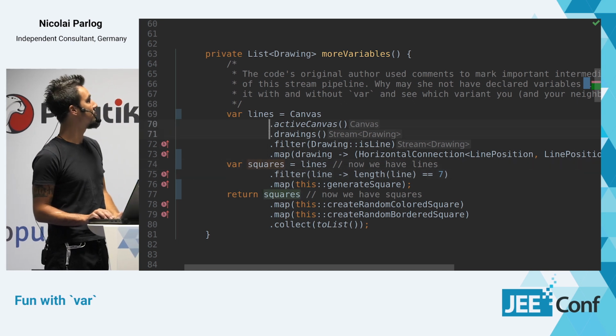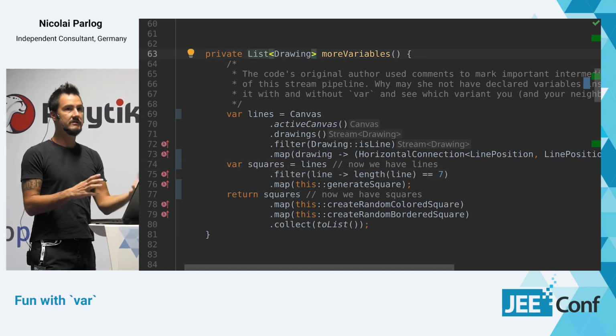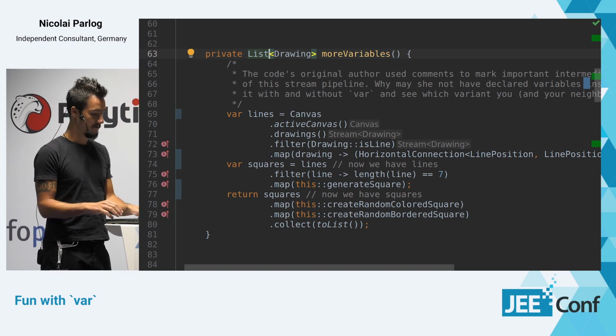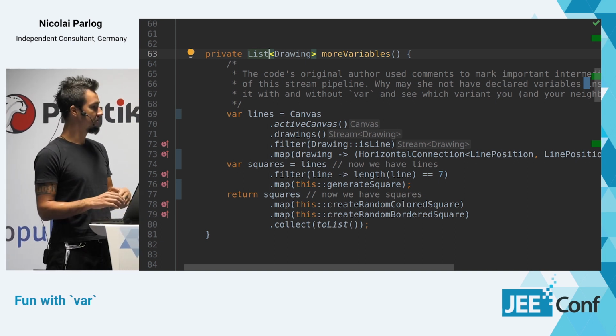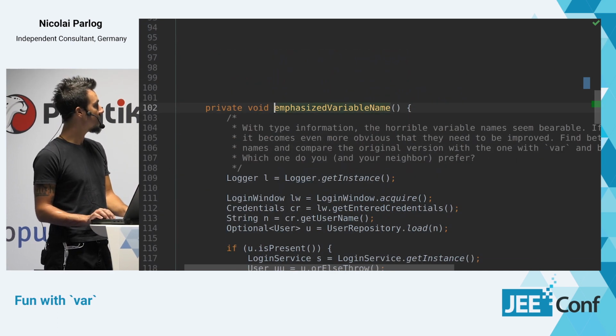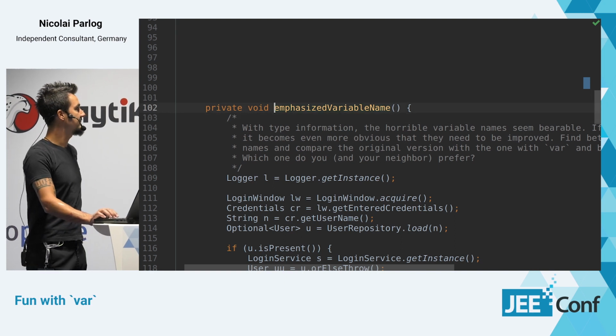So this is an important aspect: introducing variables usually has a cost when you have large type names, with long type names. And with var, you can skip that cost and you can focus on the variable name here, which is the next thing, emphasizing variable names.